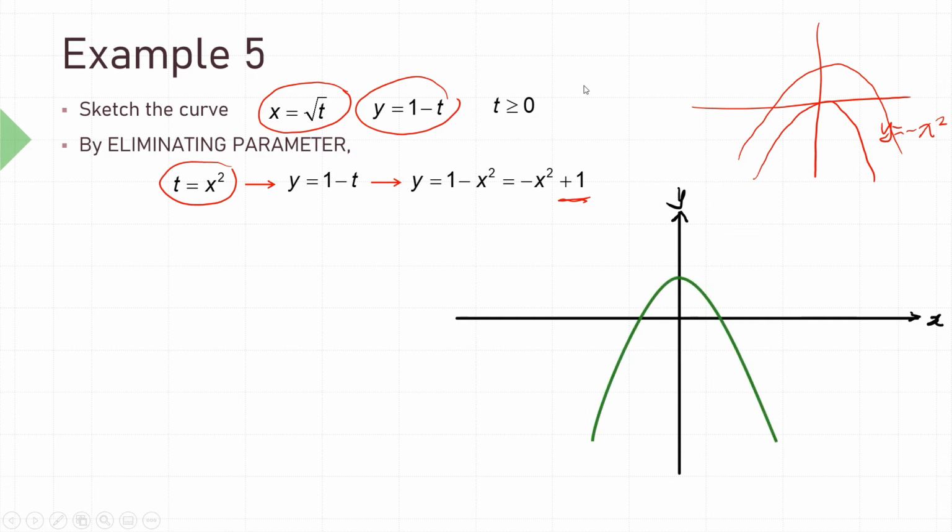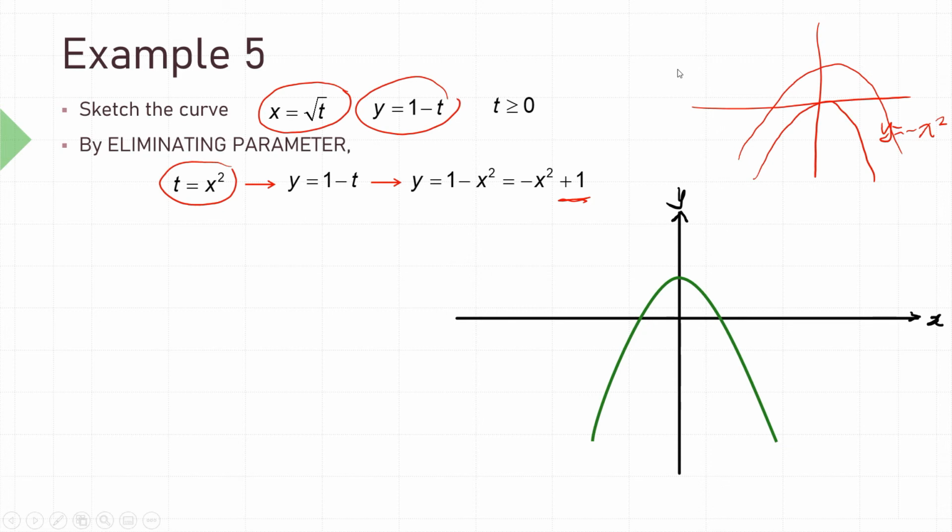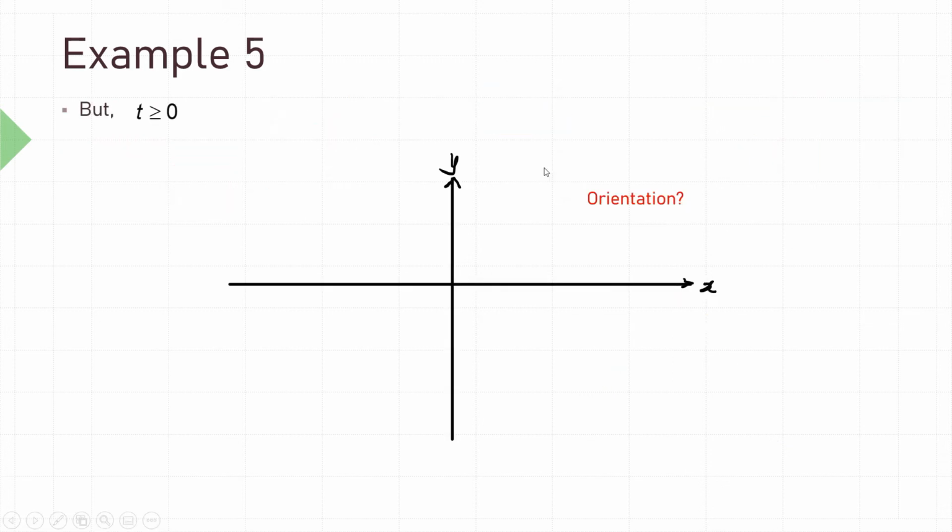Something like that. But since the equation indicates that t must be greater than or equal to 0, and t equal to x squared, when t is greater than or equal to 0, of course x squared is greater than or equal to 0. So we need to see for that graph just now.